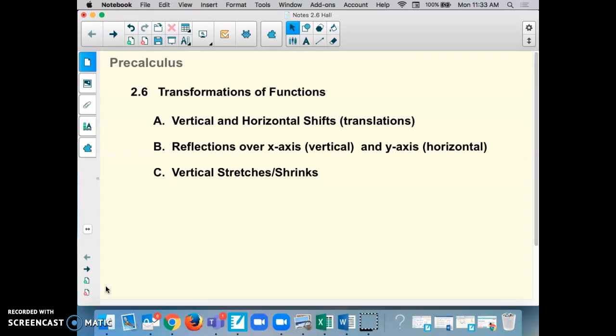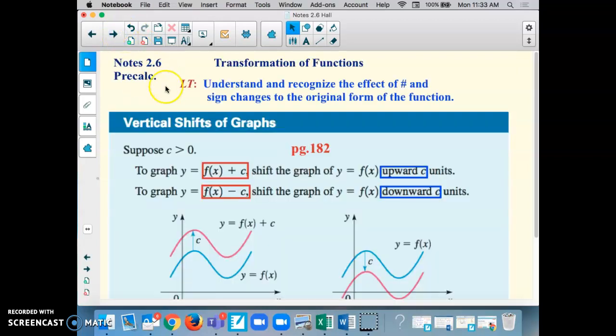But I'll just show you the difference so that you can get vertical stretch and shrink understood. Okay, let's talk about 2.6 transformations of functions and the learning target. Understand and recognize the effect of a number and the sign changes to the original form of the function.